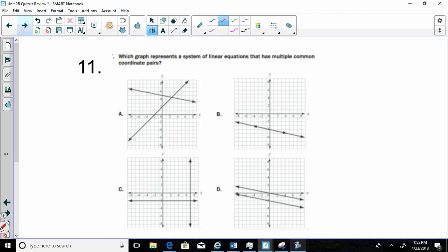Why wouldn't C be parallel? C wouldn't be parallel because they're actually intersecting. So parallel means they don't intersect. It's right here. I didn't see that. Yeah. Oh, you thought the x-axis was the line. Oh, okay. No, it's right there.